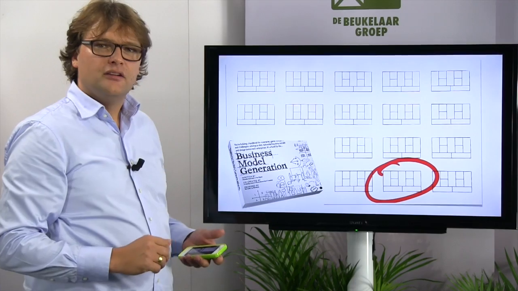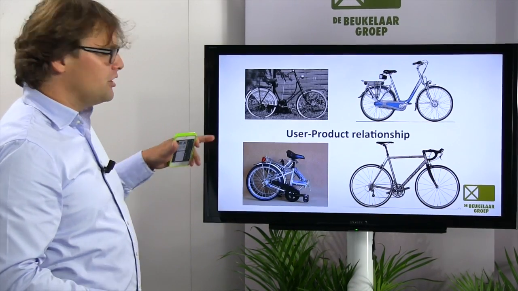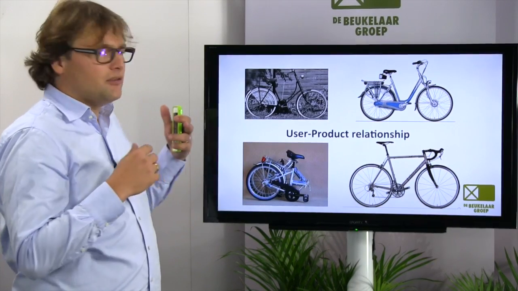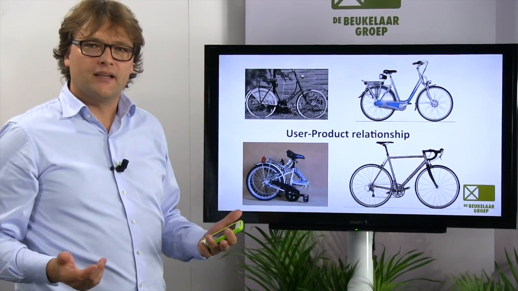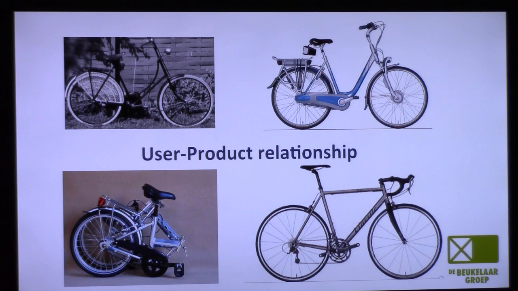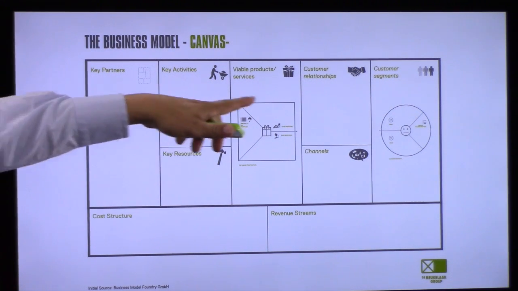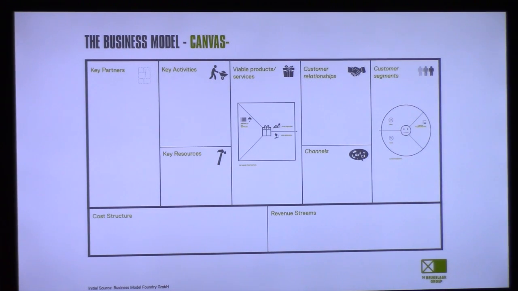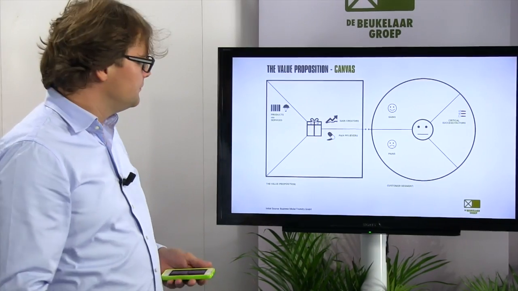And before you go into that, I would advise you to focus on the user-product relationship. You can imagine that if you are trying to facilitate a customer wanting to win the Tour de France, you need a completely different bike than someone who wants to commute from home to the office and back. The Value Proposition Canvas is part of the Business Model Canvas. If you look closely, you will see that the value proposition and the customer segment come together here. These two models together are actually the Value Proposition Canvas.